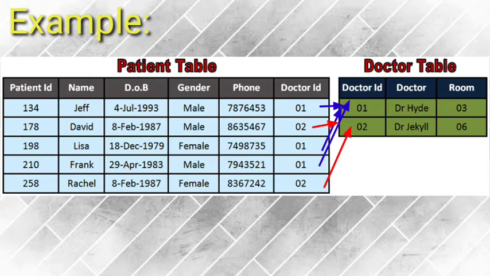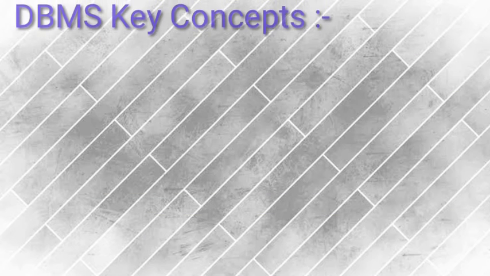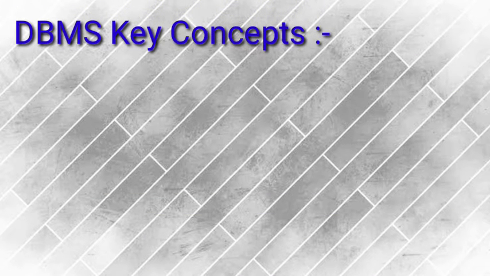So whenever a new patient joins the hospital, you just need to enter the patient record and fill in the doctor ID, and the doctor details can easily be retrieved from the doctor table with the help of the doctor ID. As both the tables are connected together, a relationship is created with the help of a common field, doctor ID. Now let us look into some of the DBMS key concepts.